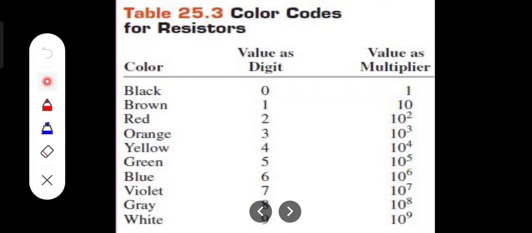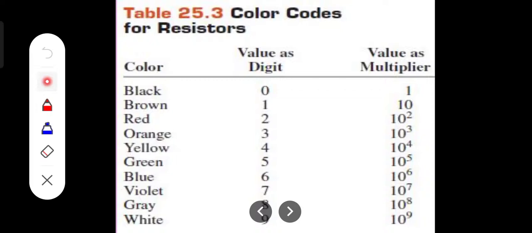These are the different values for the color code for resistors. Each color corresponds to a value as a digit and a value as a multiplier. We have black 0, multiplier 1; brown 1, multiplier 10; red 2, 10 raised to 2; orange 3, 10 raised to 3; yellow 4; green 5; blue 6; violet 7; gray 8; white 9. So you must know the different colors: black, brown, red, orange, yellow, green, blue, violet, gray, and white.